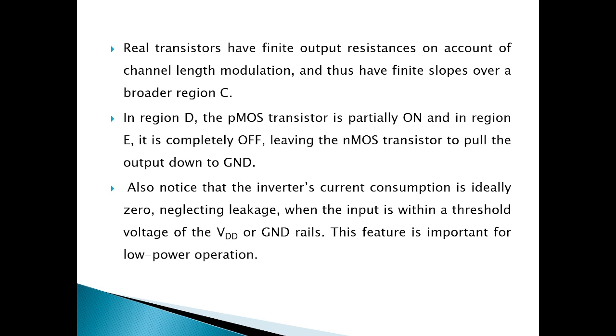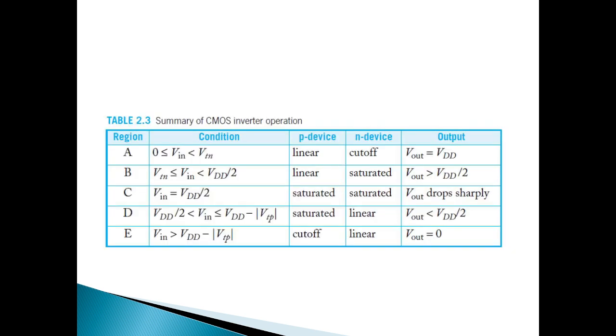Also, if you notice, the inverter's current consumption is ideally 0. There is no current consumption, neglecting leakage current, when the input is within a threshold voltage of the VDD or ground rails. This feature is important for low power operation. So finally we can conclude the five regions in figure C.